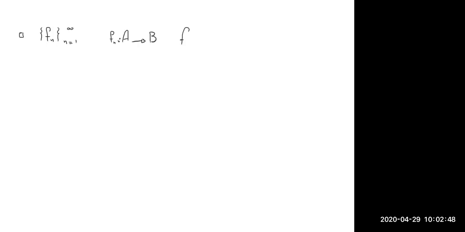we say f_n converges to f pointwise if for any point x, for every point x in A, f_n of x converges to f of x.